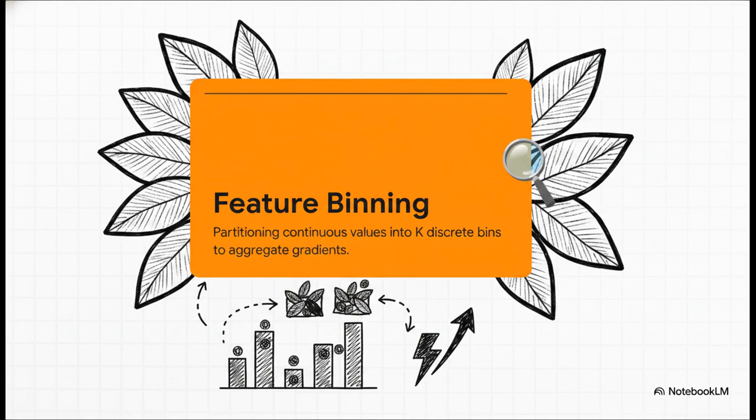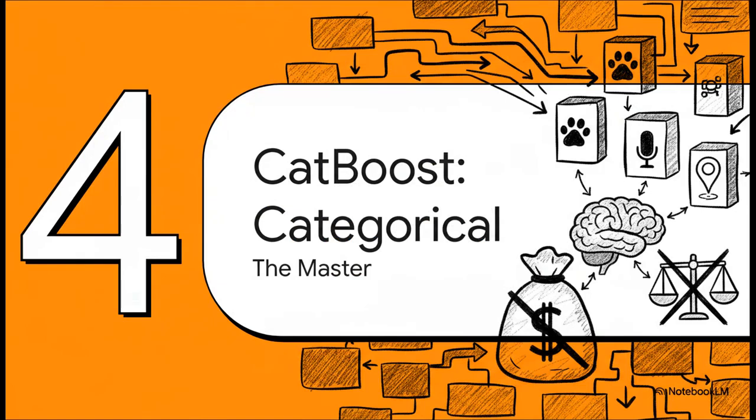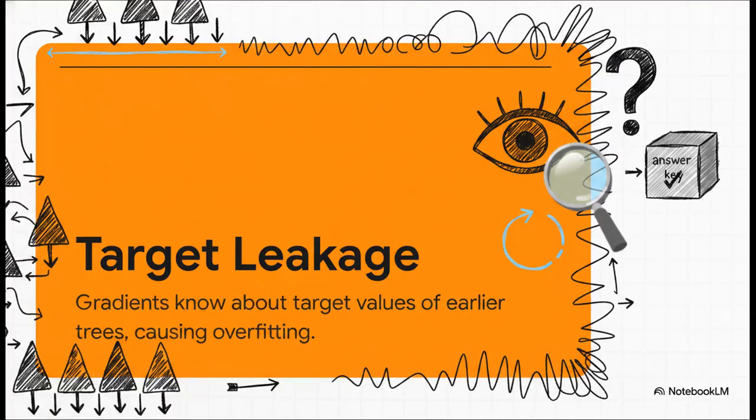It's just wildly efficient. Section 4, CatBoost, the categorical master. Developed by Yandex, CatBoost was specifically engineered to rescue data scientists from the massive headaches and heavy bias of one-hot encoding text categories. But to really appreciate how, we have to define a core weakness of traditional boosting: target leakage. This happens when the model computes gradients using the target values of the exact observations it's currently evaluating. Essentially, the model accidentally peeks at the answer key. This causes it to know way too much and silently overfit to your training data.